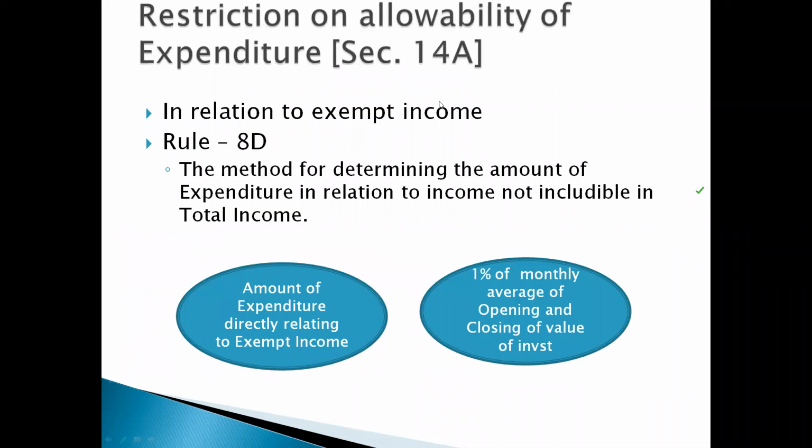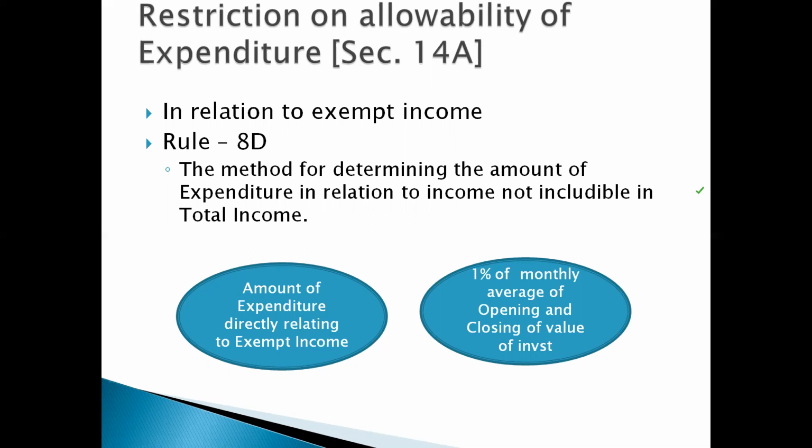The next is section 14A. This is in relation to the allowability of expenditure in relation to exempt income. Say you have bought shares whereby you're receiving a dividend which is exempt. Since your dividend income is less than 10 lakhs, the entire amount will be exempt. So a loan has been taken to buy these shares, and you're paying interest against this. So is this interest now available as an expense against the dividend income earned by you? Certainly not, because dividend income is an exempt income.